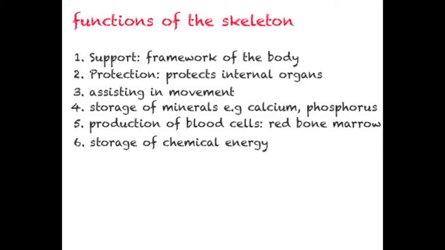Number four, storage of minerals, e.g. calcium or phosphorus, and releases minerals into the blood. Number five, production of blood cells, red bone marrow in the larger bones. Number six, storage of chemical energy.